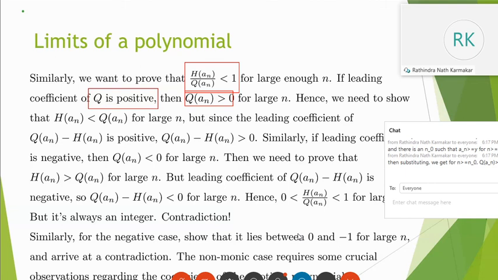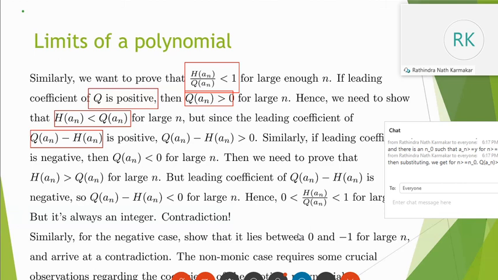And to prove the inequality h of n by q of n is less than 1, we can just multiply q of n both sides because it is positive. That means we want to show that q of n is greater than h of n for large n. Now consider the polynomial q of x minus h of x. Again the same argument. Now the leading coefficient of q of x minus h of x is same as the leading coefficient of q because the degree of h is less than the degree of q. So the leading coefficient of q is positive and hence the leading coefficient of q of x minus h of x is positive.